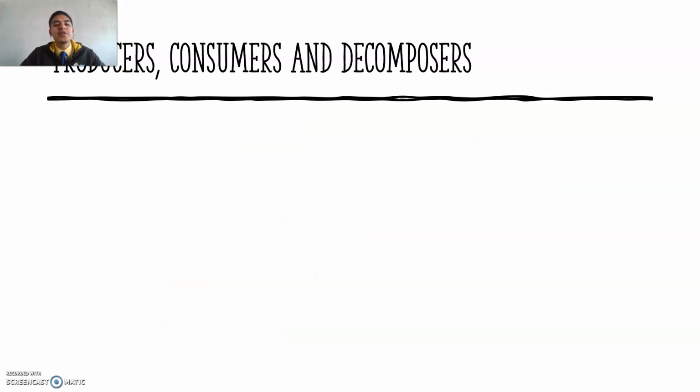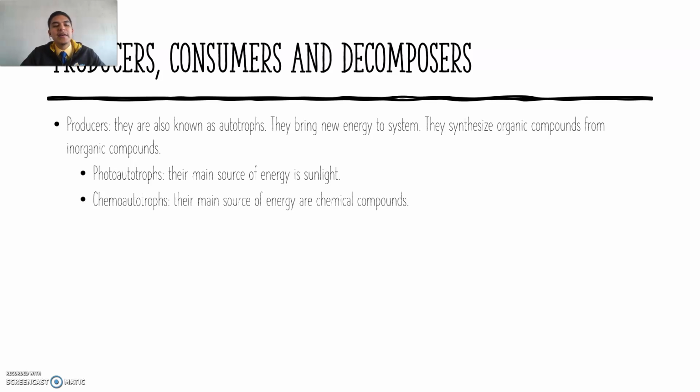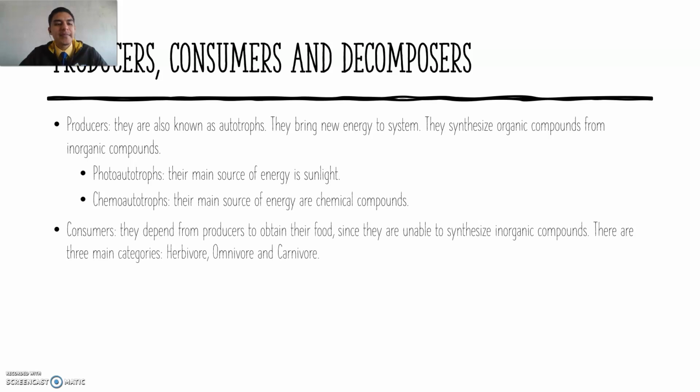Okay, now we go with producers, consumers, and decomposers. So producers are basically plants, and they are known as autotrophs. And they bring new energy to the system, just like I mentioned before. And they both are actually divided into photoautotrophs. And we also have chemoautotrophs. It will be photoautotrophs and chemoautotrophs. It's a little bit difficult to pronounce it sometimes. So photoautotrophs are going to sustain from sunlight, and chemoautotrophs are going to sustain from chemical components.